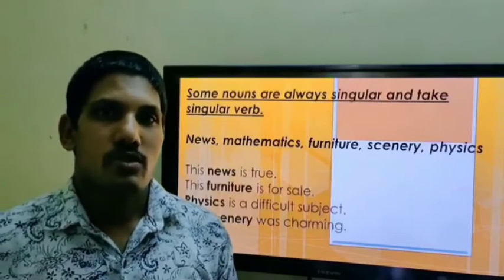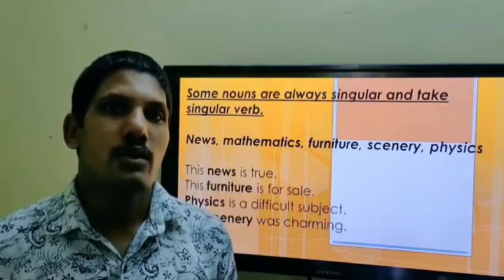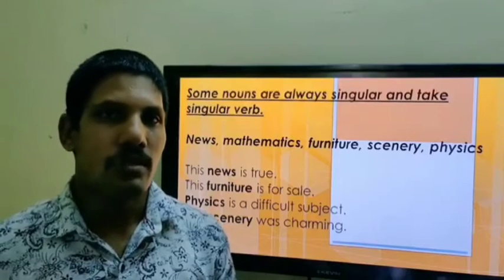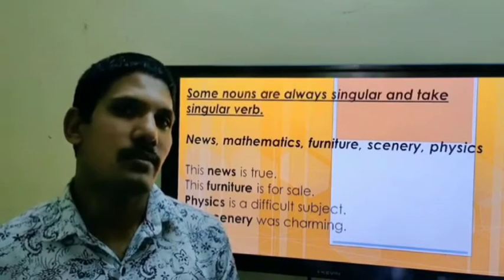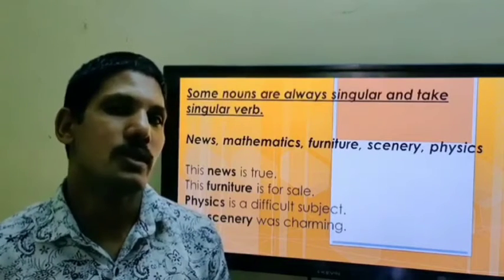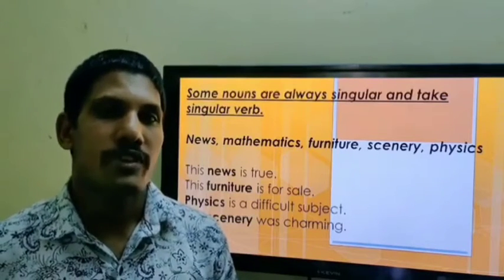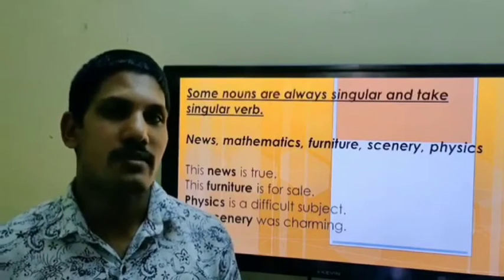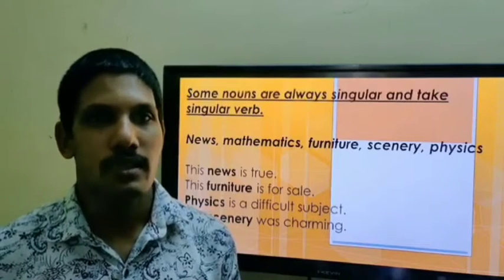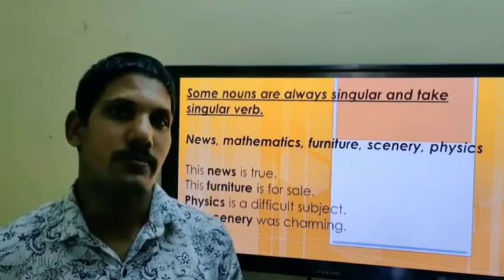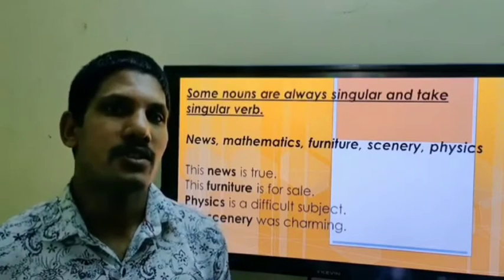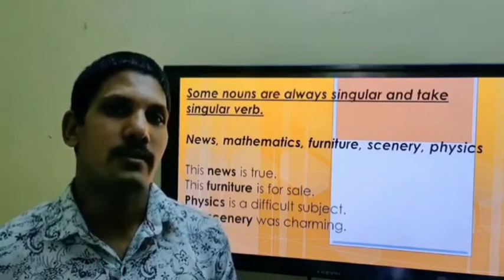This news is true. See here, news has taken singular verb is. This furniture is for sale. Similarly, furniture has taken singular verb is. Physics is a difficult subject. Again, is used with physics. Likewise, we have the scenery that was charming.